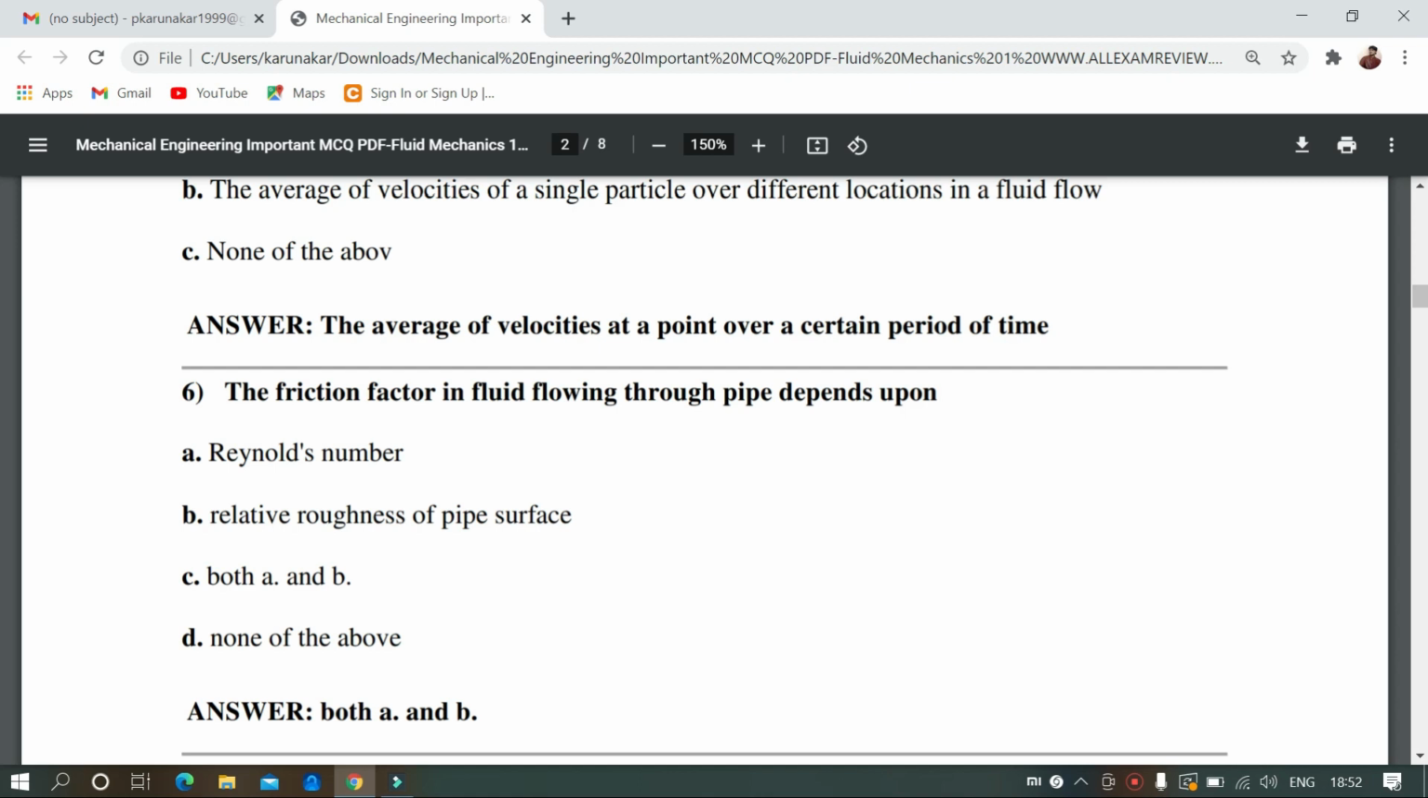So the friction factor in the fluid flowing through pipe. In the pipe there is a friction factor, right? If there is a fluid flowing through the pipe, there is always a friction factor. So they are saying it depends upon. So the friction factor in the fluid flowing through a pipe depends upon always the Reynolds number and also the relative roughness of pipe surface.